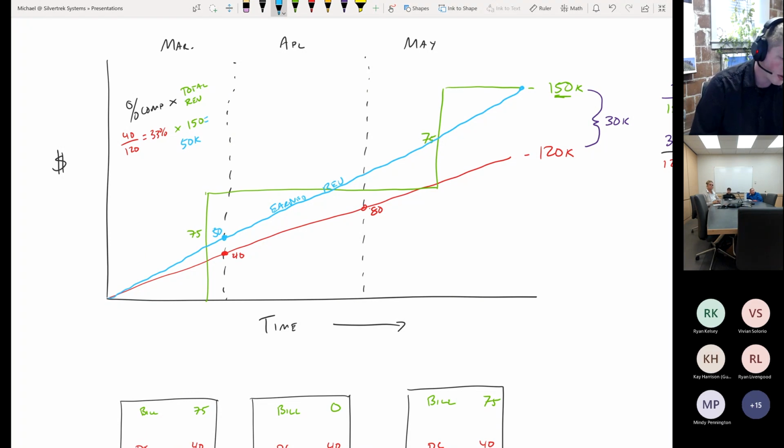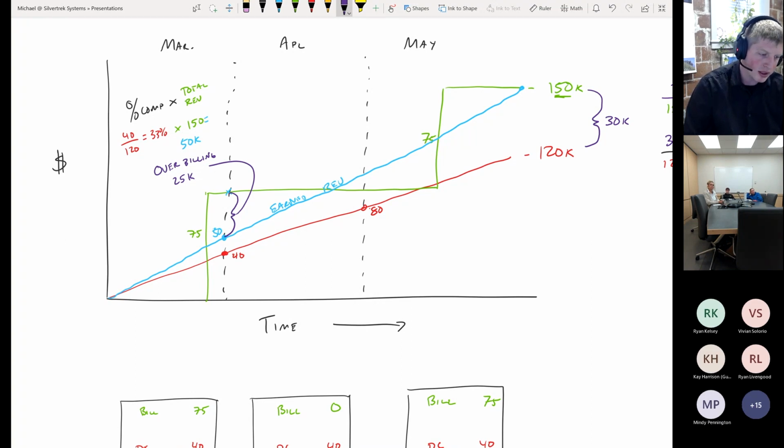Okay, well, we've billed $75,000, but we've only earned 50. So this gap is called an overbilling. This is an overbilling of $25,000. We've billed more than we've earned, $25,000 worth.